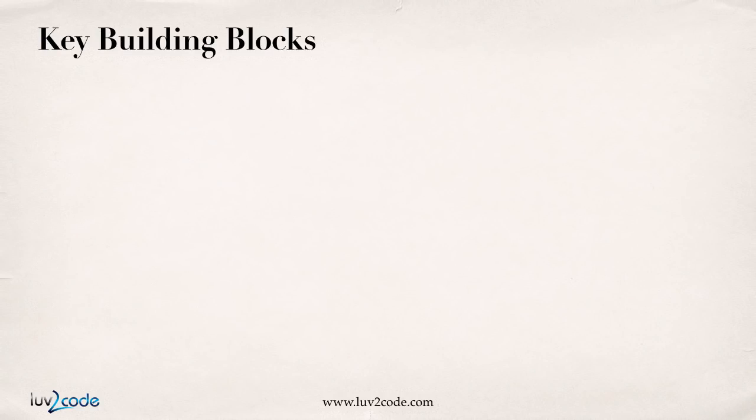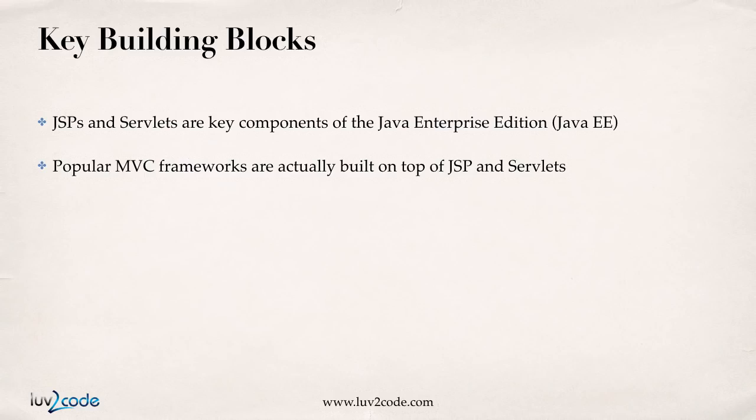JSP and servlets are the key components of the Java Enterprise Edition. They're the most popular pieces of technology, and I always like to say they're the bread and butter, because a lot of popular MVC frameworks use JSP and servlets. For example, Spring, JSF, and Struts all use JSP and servlets at the low level. When you're using these technologies, you may not see it directly at the high level, but behind the scenes, they all make use of JSP and servlets. So by understanding JSP, this will help you if you use some of those frameworks later on in your career.